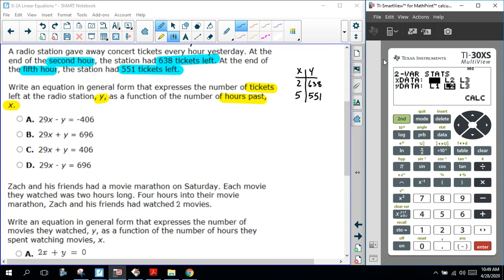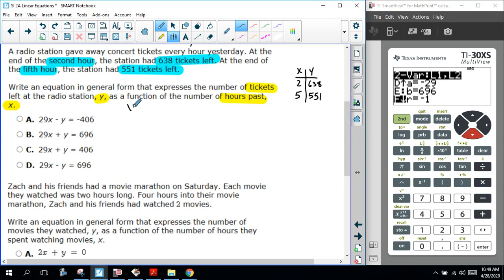Two variable statistics, I just simply hit enter a few times here. I don't want to calculate, so I hit yes to enter. And then I arrow down. And on the calculator, if you remember, it's y equals ax plus b, instead of mx plus b. So the equation here is y equals negative 29x plus 696.